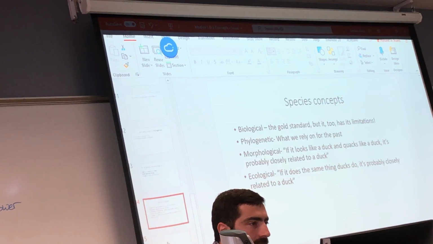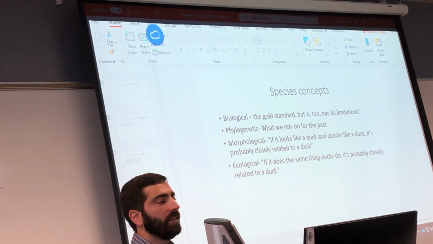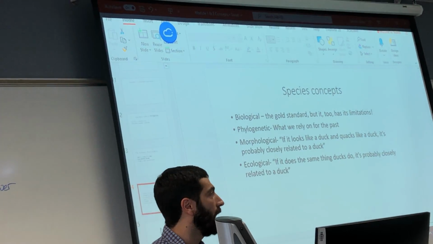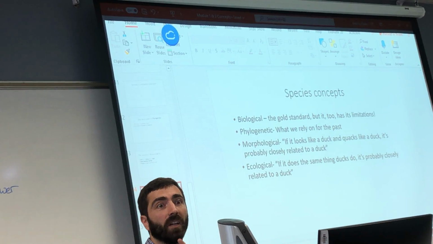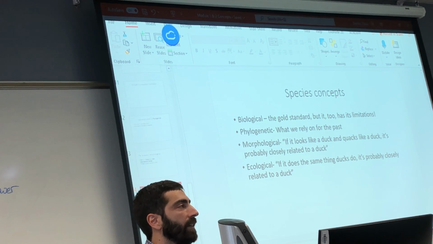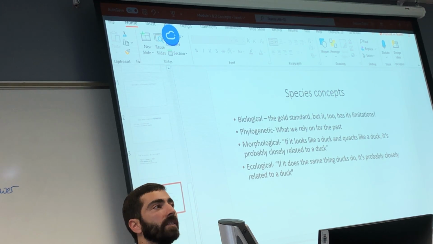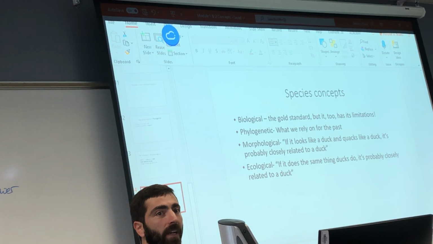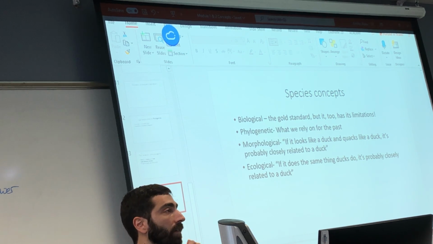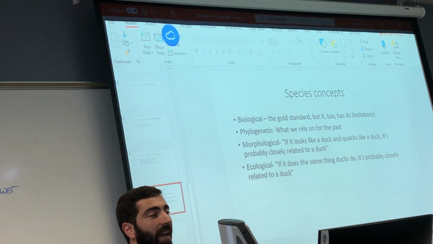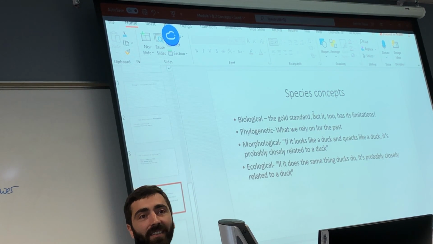And then lastly, know your species concepts. The most important one, the most widely used, is the biological species concept, which relies on reproduction. Does it reproduce? If two individuals from different populations reproduce, we consider that one species. If they don't reproduce, they don't produce viable offspring, they're not a species. So in the biological species concept, reproduction is the key. It's the gold standard, but it has its limitations.